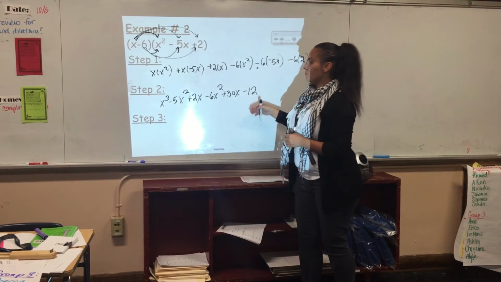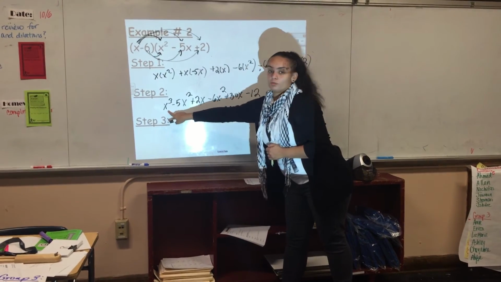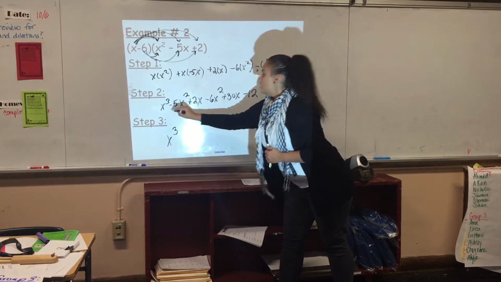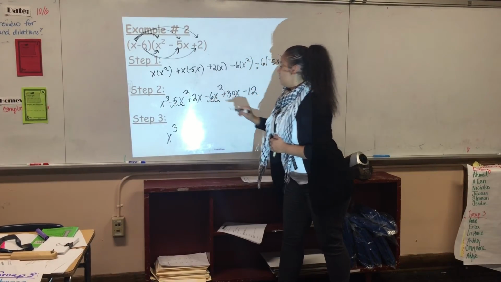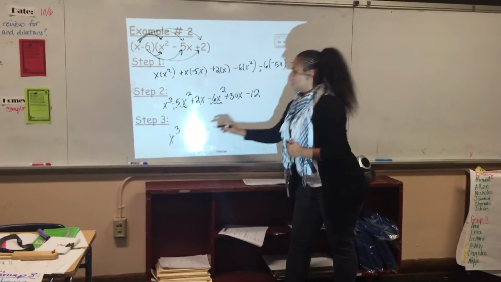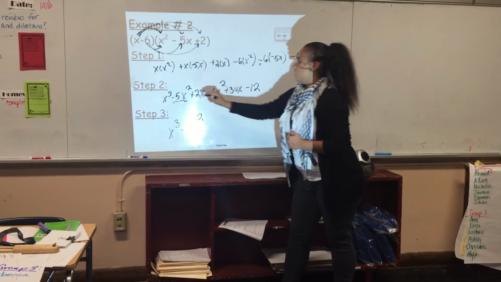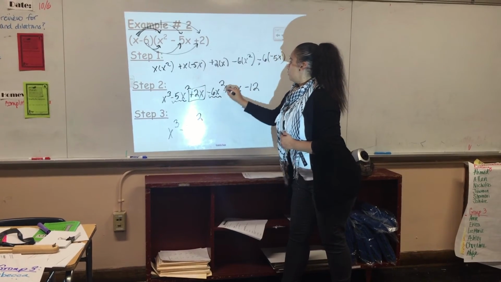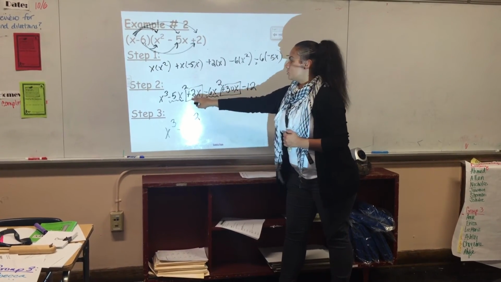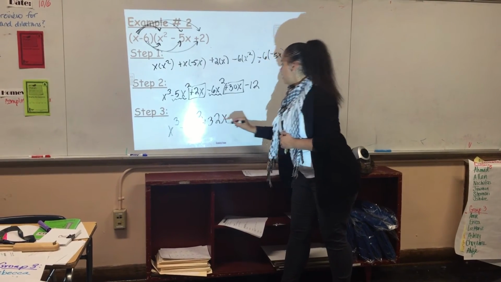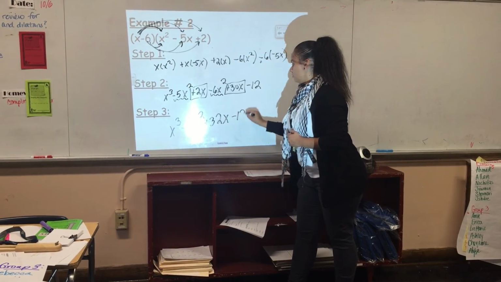Now, final steps, combining like terms. There are no like terms with x to the third, so we're just going to rewrite that. Negative 5x squared and minus x squared is the same as negative 11x squared. 2x and 30x are like terms, so 2 plus 30 is plus 32x. And minus 12 is all by itself.